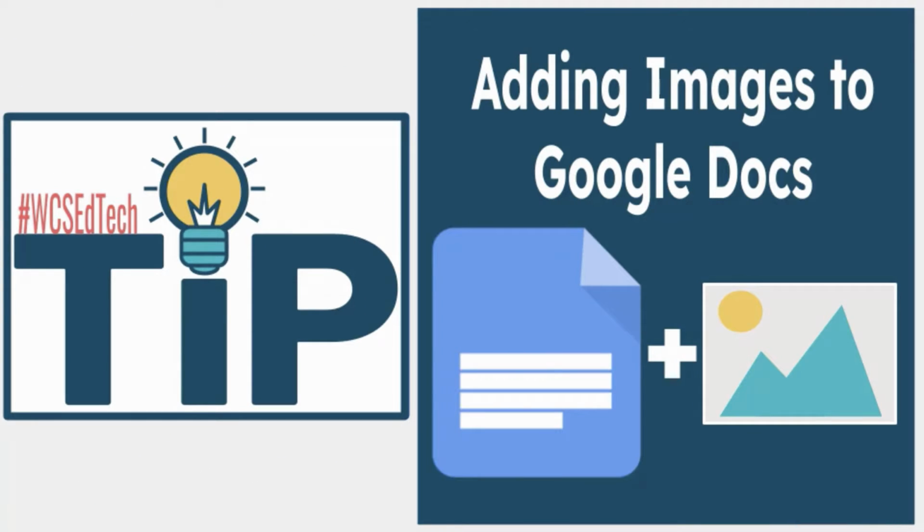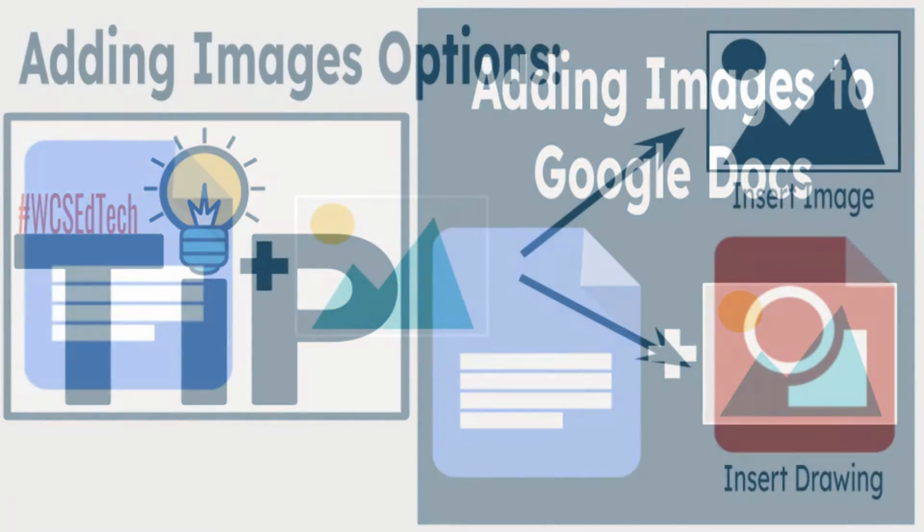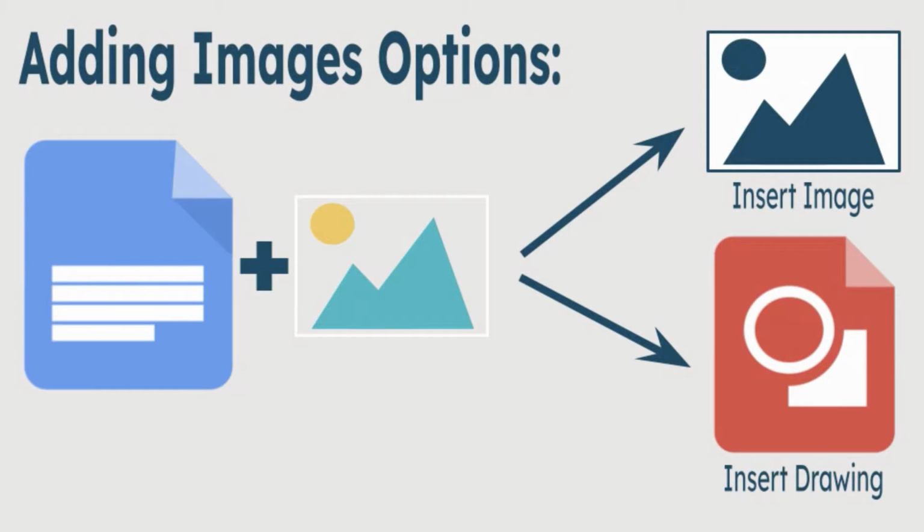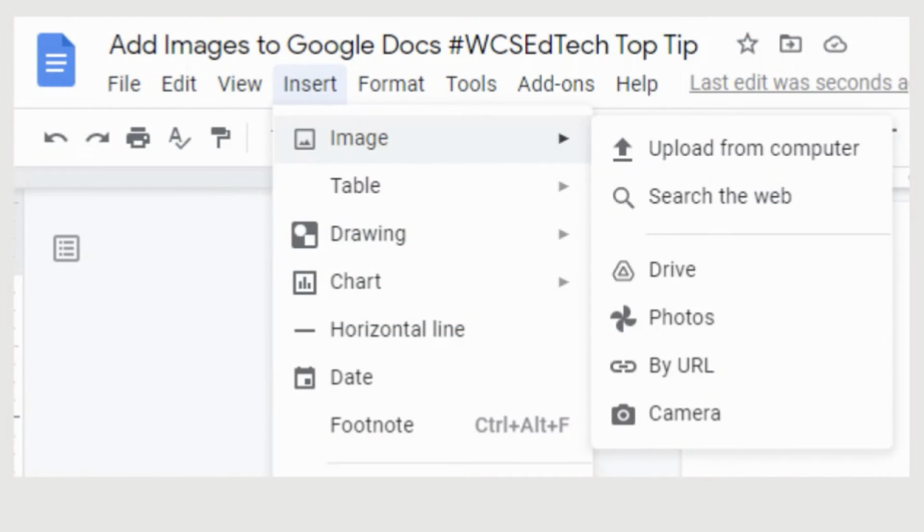Friends, the saying goes that a picture is worth 1,000 words, and today we're going to look at adding images to a Google Doc. There really is more than one way to go about adding images, but let's look at two: insert image and insert drawing. The first and most straightforward way is to select insert image. Then we have some choices.